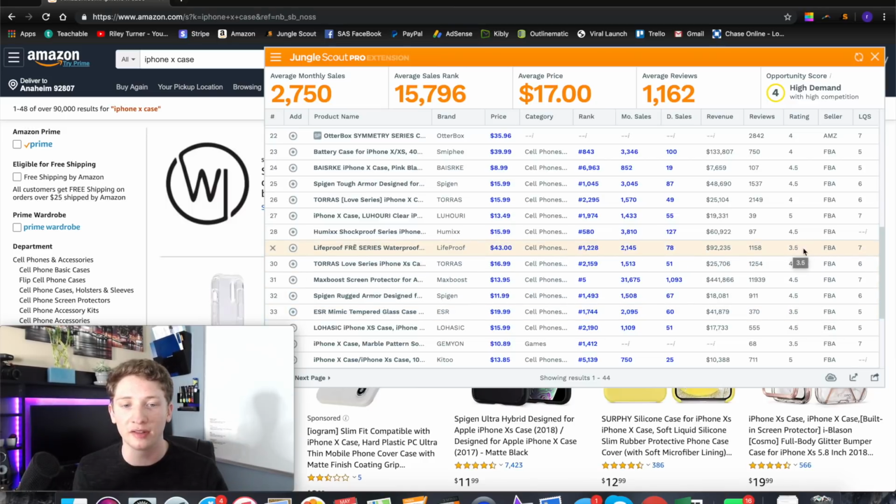So we have 2 here, and it looks like these might be on the second page or even maybe third page. And the reason this is a good thing for us is because it shows us that there is still potential for us to jump into this product.